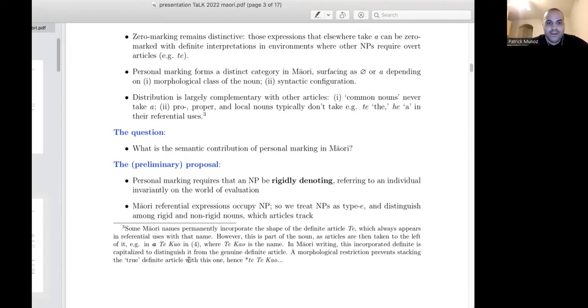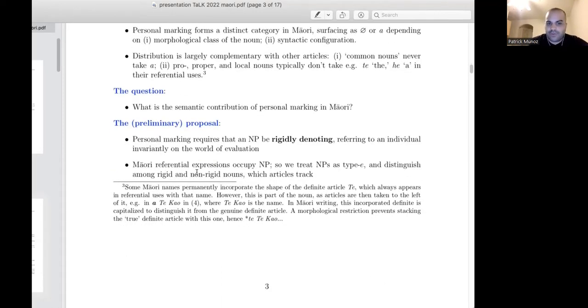And what I'll say is that Maori referential expressions occupy NP, all of them. So Maori does not really have any noun phrases that can't take articles except for simplex demonstratives. That's kind of the only case. Everything else takes articles and seems to occupy the NP position. So what we're going to do, following a recent proposal by Peter Laserson, is treat all noun phrases as type E, and then distinguish among rigid and non-rigid referential expressions.